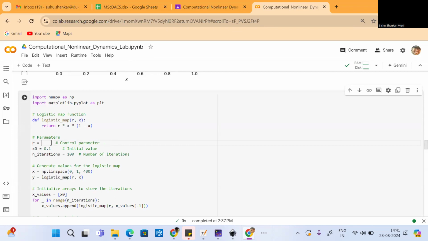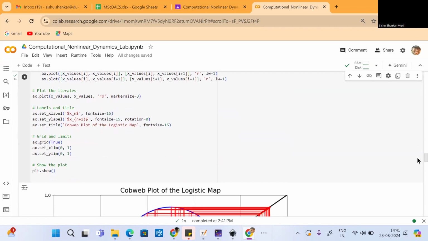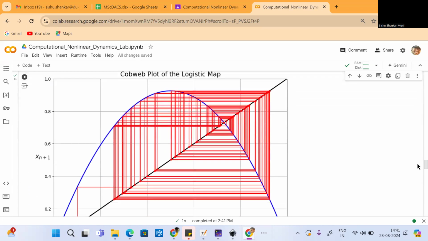Okay. Let us take 3.7 and see. So this is something unintuitive. At 3.7, you have chaos. In a cobweb diagram, a chaotic attractor will never settle. Your points will always oscillate. That's the time series we saw last time.